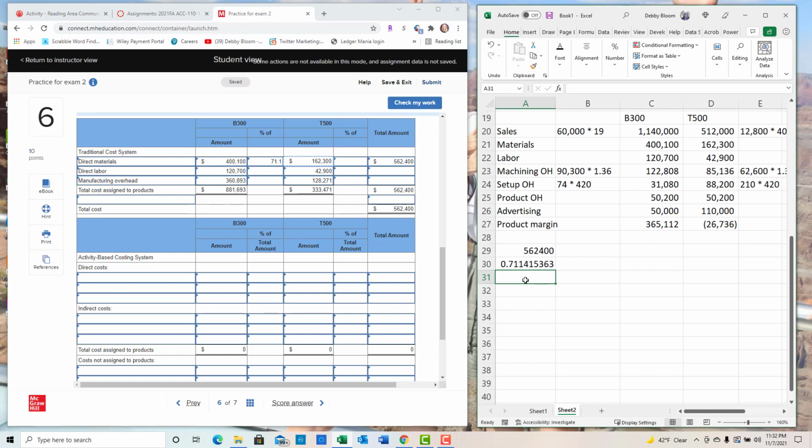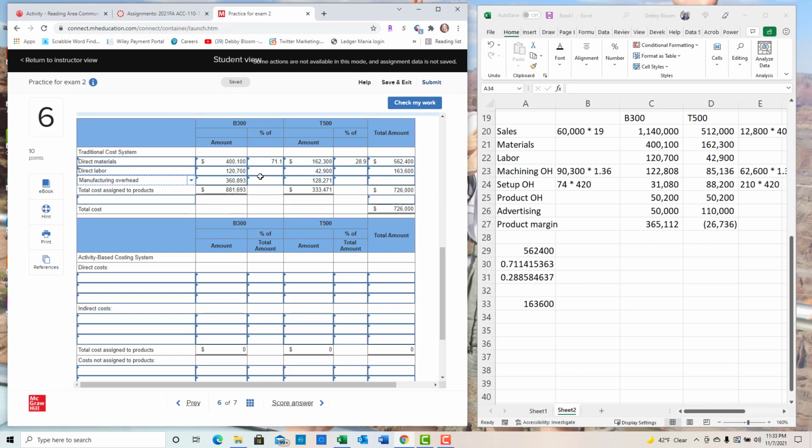And here I'm going to take 162,300 and divide by 562,400, and I'm going to get 28.9%. Now I'm going to do the same thing for labor. So for labor, I'm going to add 120,700 plus 42,900, and I'm going to get a total of 163,600.